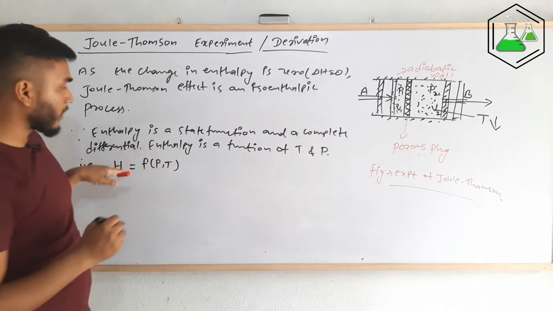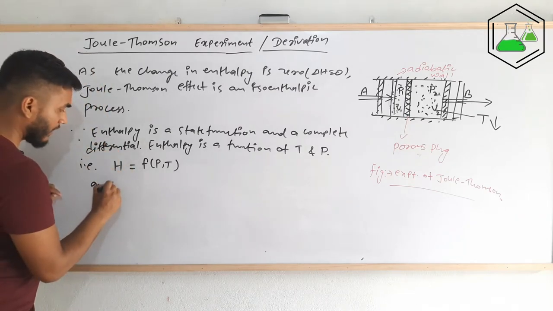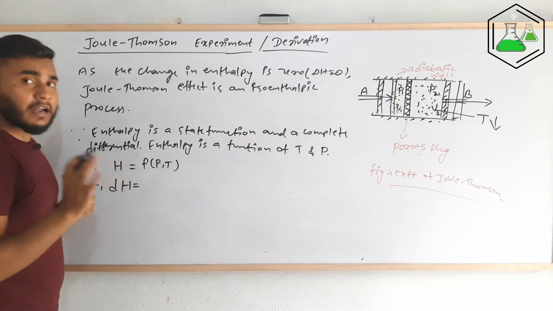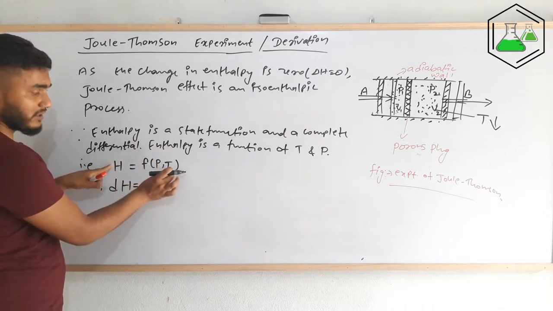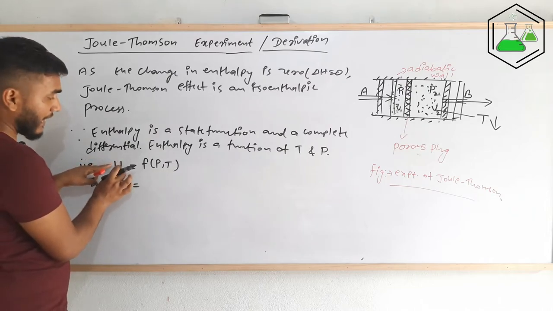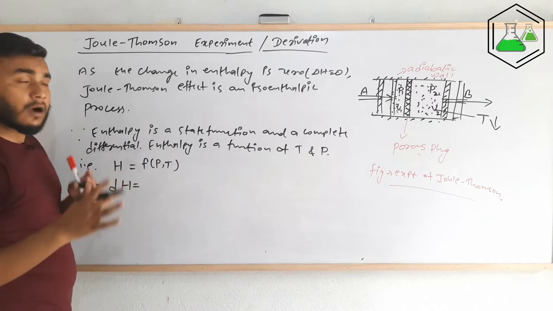Now, as it is a complete differential, we can put Euler's theorem over here. Now try to understand, in Euler's theorem, what do we do? We put dH over here. Now we take the partial derivative of this H with respect to P at constant temperature T, and again we take the partial derivative of H with respect to T at constant P. Okay, this is how we do.